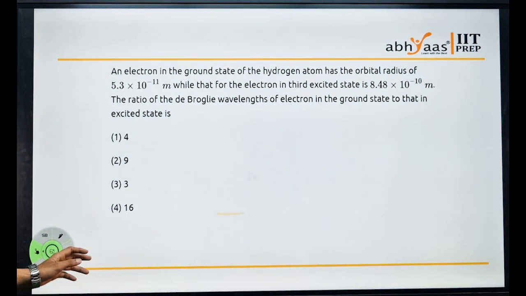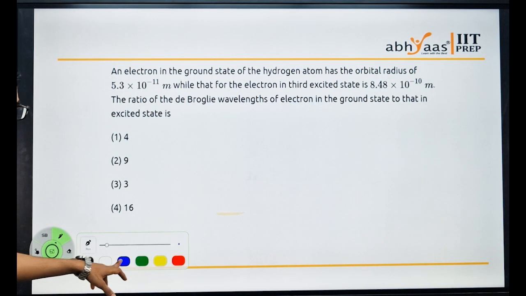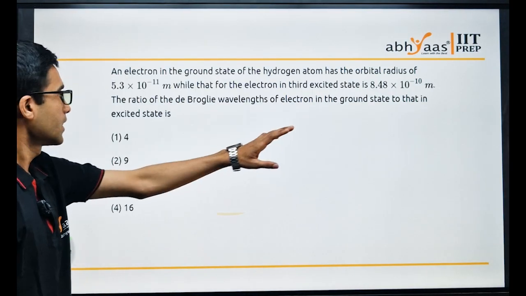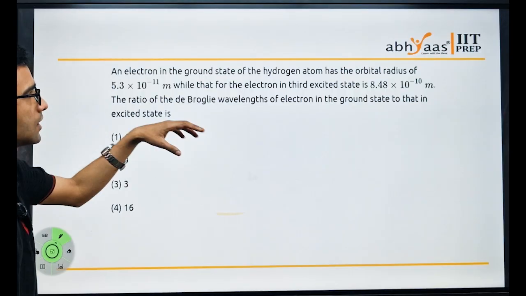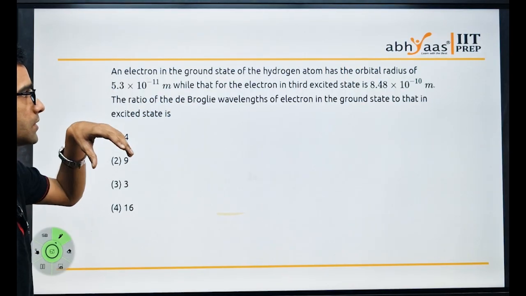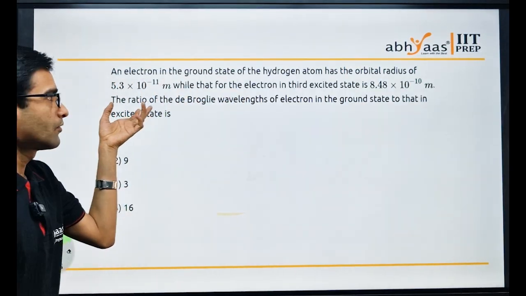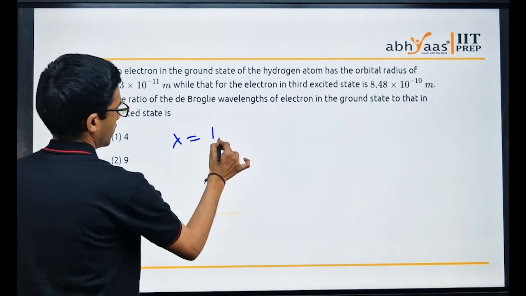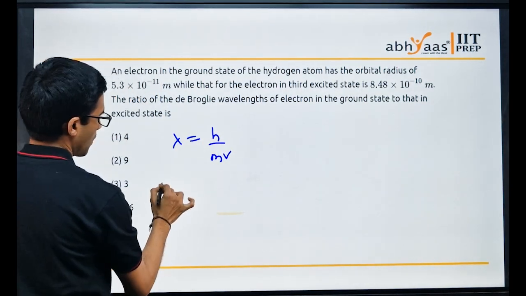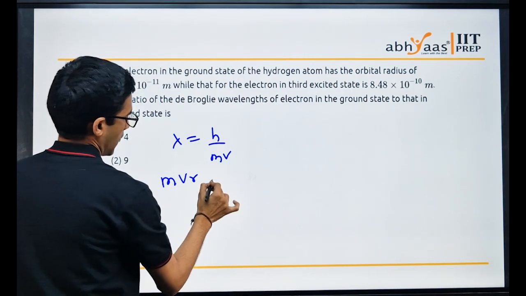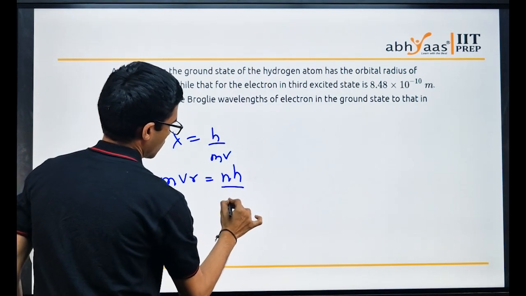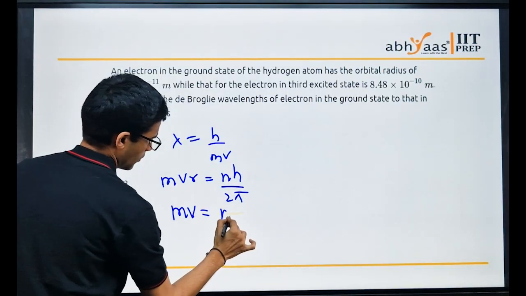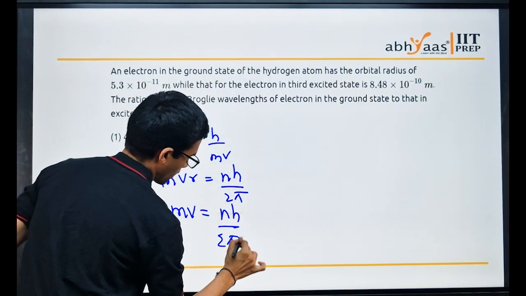Here, what he is asking is the ratio of de Broglie wavelengths of the electron in the ground state to the excited state. So initially a hydrogen atom is there. Initial orbit radius is given, final orbit radius is given. You know that lambda equals h by m v. Another formula you know is angular momentum, m v r equals n h by 2 pi. We need to get m v equal to n h by 2 pi r.